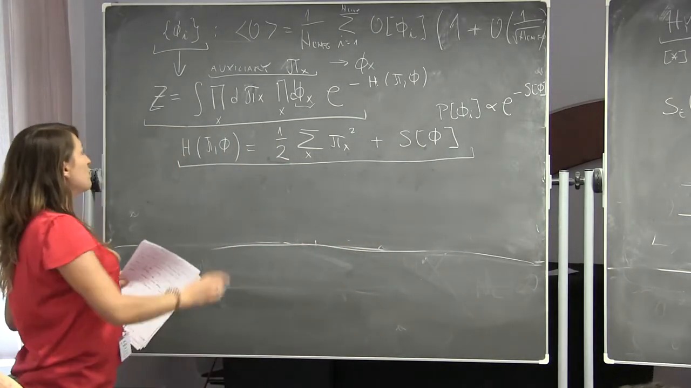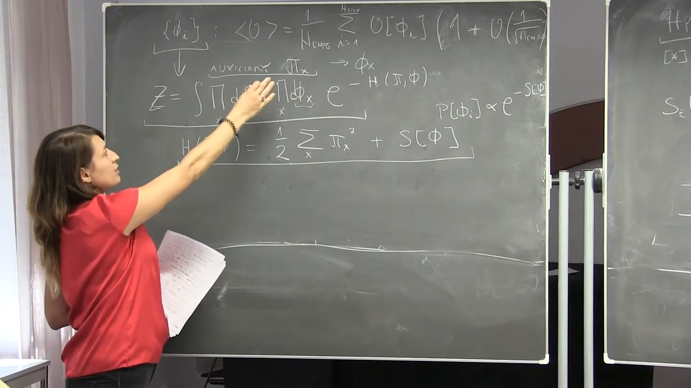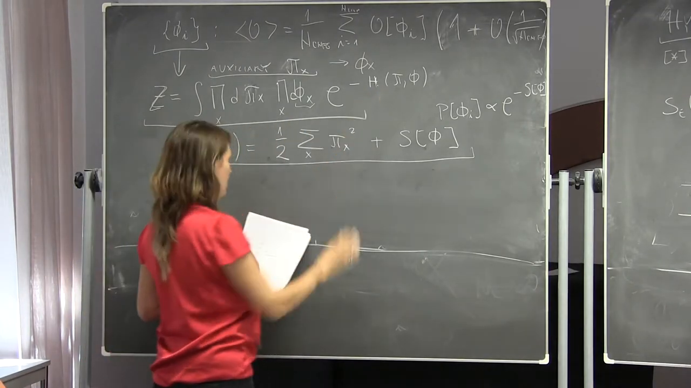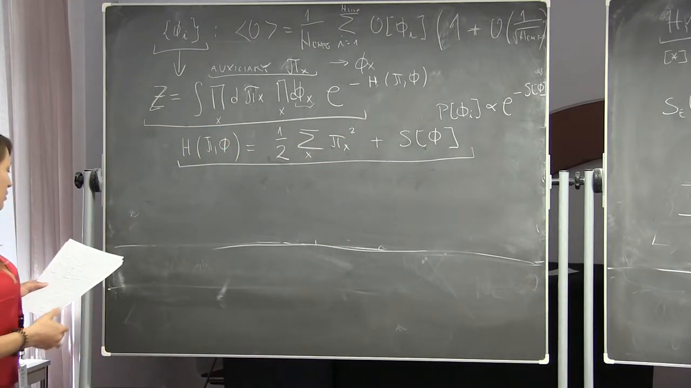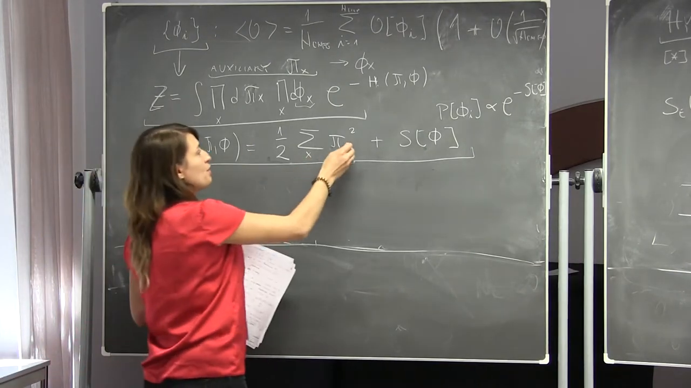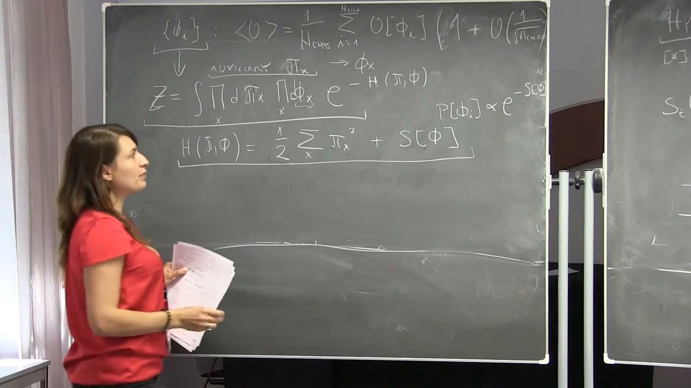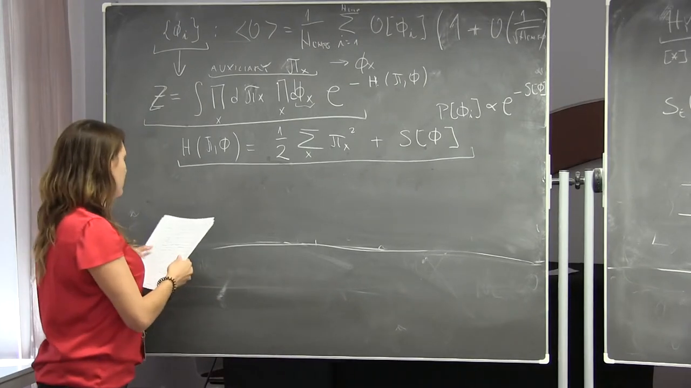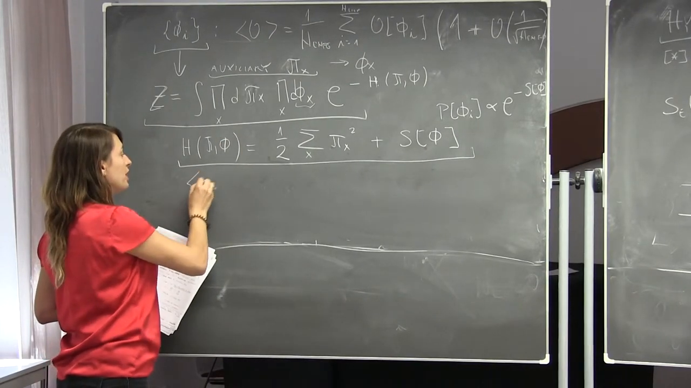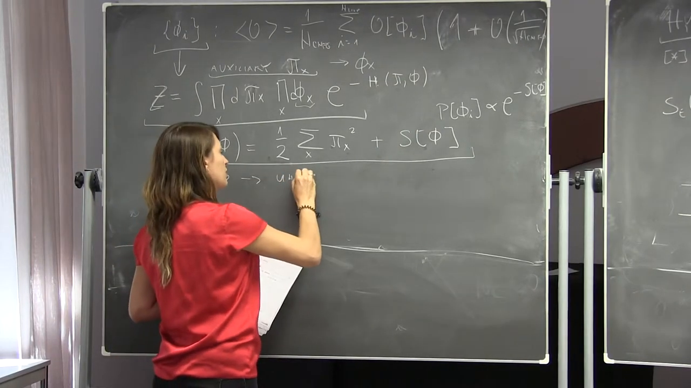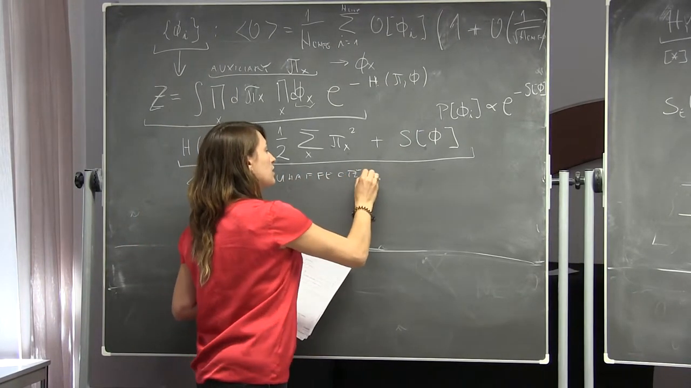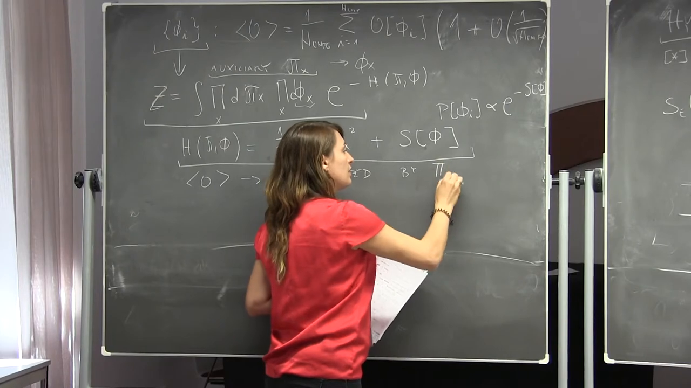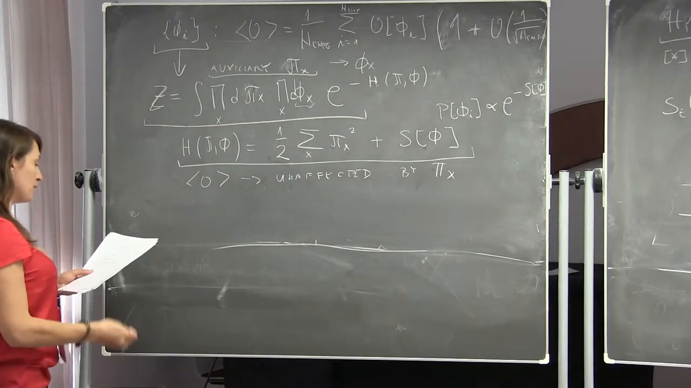S of phi. So basically, we have introduced these auxiliary variables in the partition function such that our new partition function looks like this. But it's very important to note that once we introduce this Gaussian term in our partition function, the expectation values of observables remain unchanged. So they are unaffected by these auxiliary variables pi of x.